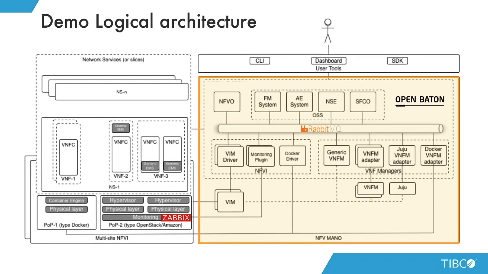However, one of the benefits of using Baton is that the open source project includes a virtual network function manager, an element management system, or EMS, and it also comes with an auto-scaling engine. In addition, Baton provides multiple VIMs, or virtual infrastructure managers, for OpenStack, AWS and Docker. For this video, we're going to use the OpenStack VIM.